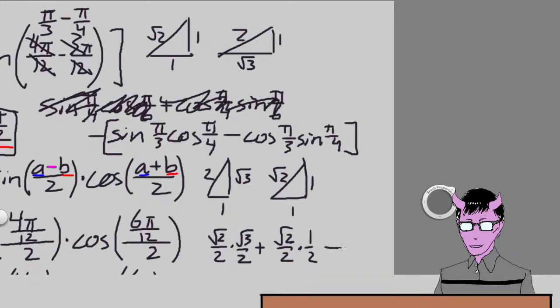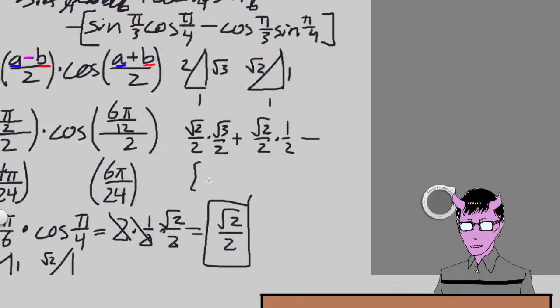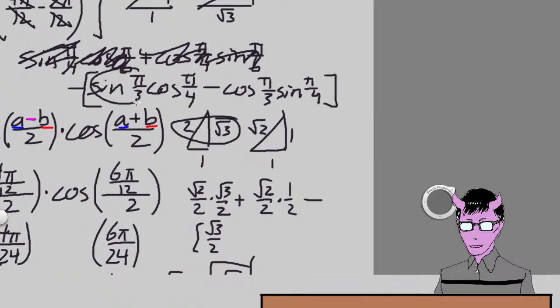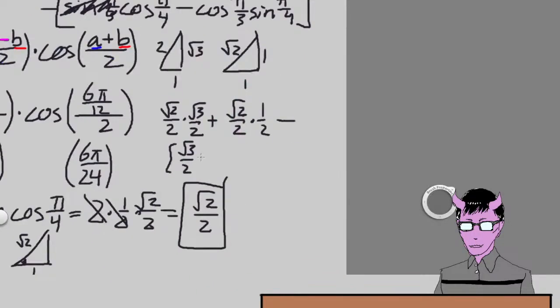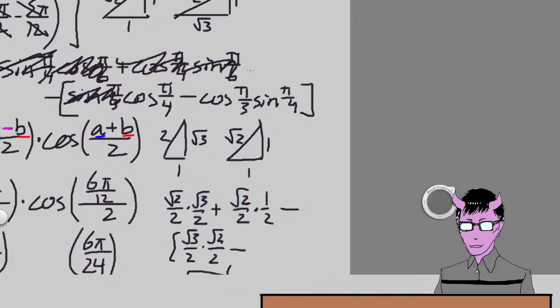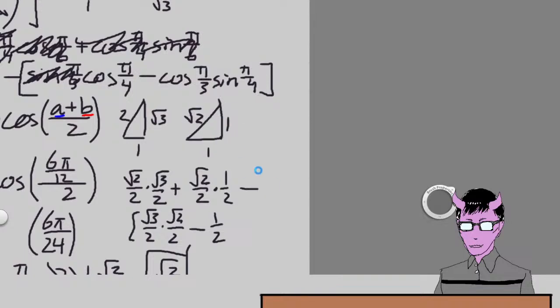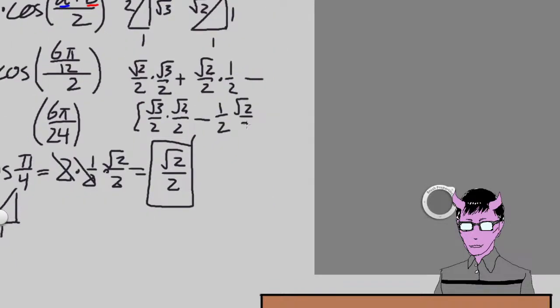And then minus inside the brackets, sine of that one, cosine of that one. What was the signage? Minus. Cosine of that, 1/2. Sine of that. We're almost done.